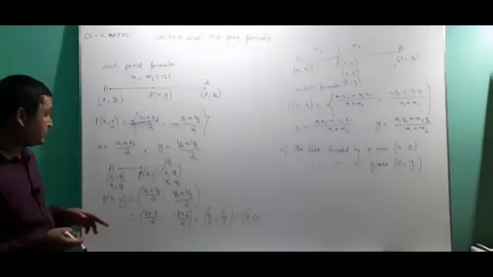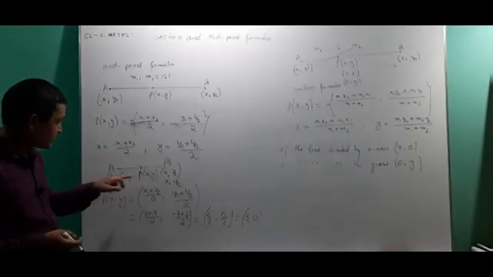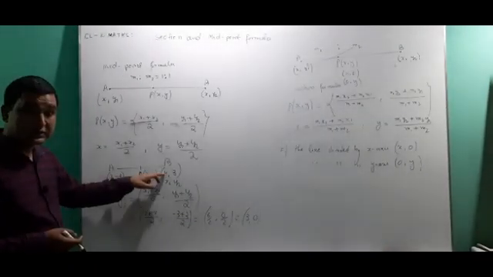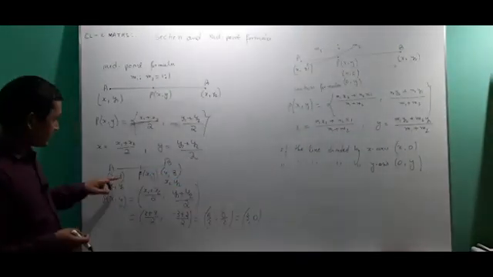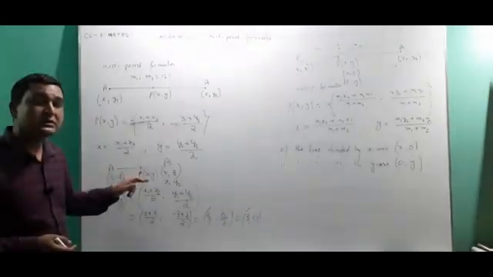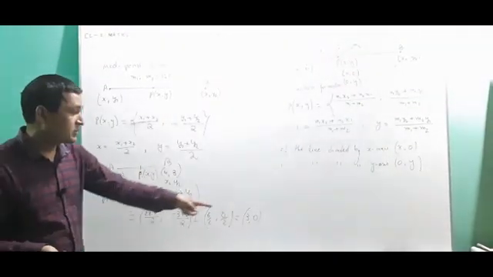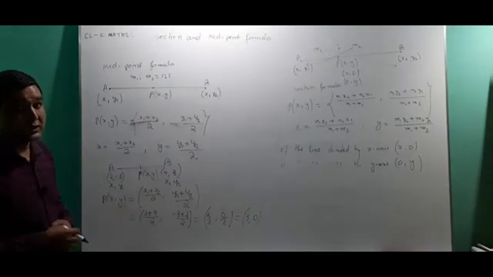How to do it mentally? Get the sum of the x-coordinates: 2 plus 4 is 6, 6 divided by 2 is 3. Then for y, minus 3 plus 3, their sum is 0, and 0 divided by 2 is 0. You can do the same thing directly as well.